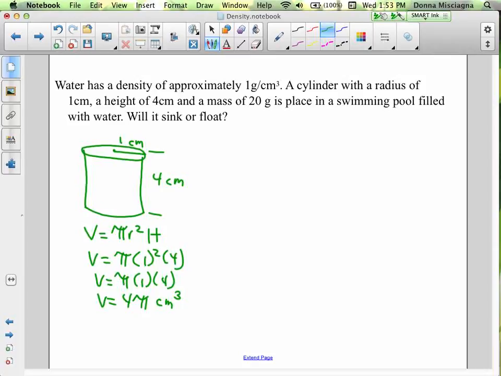So when we're looking at problems like this, do you recommend drawing it out? I do. Sometimes it's easier. Some problems are easier than others, but if you have a picture, it usually makes it easier to figure it out.